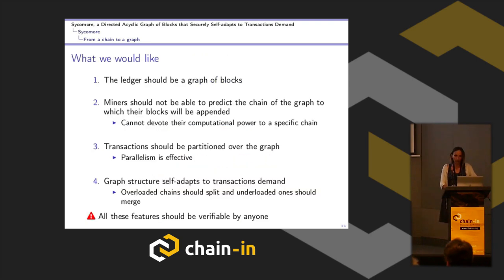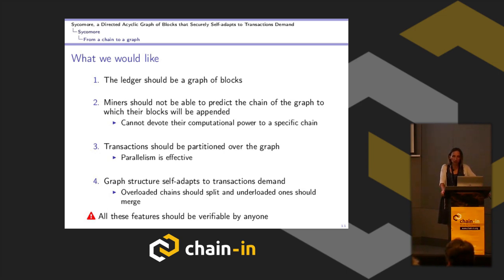And the properties we would like to have are the following. First, we would like the ledger to be a graph of blocks, a directed acyclic graph of blocks, and not a chain of blocks extracted from a graph, which is different. The second property we would like is that miners should not be able to predict the chain of the graph to which their block will be appended.